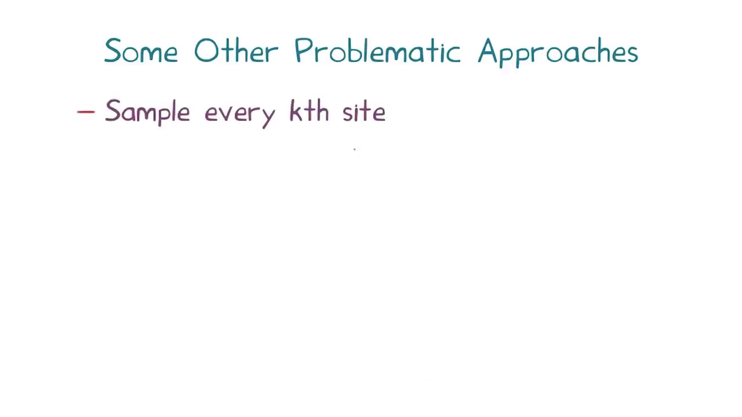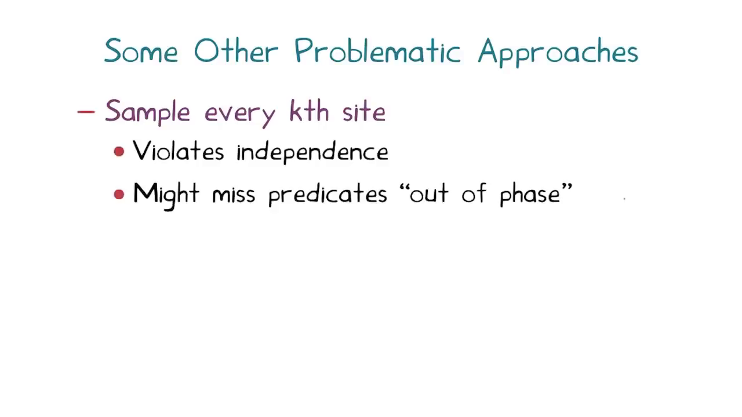One idea might be to sample every kth site, perhaps every 100th site if we wanted a 1% sampling rate. While this eliminates the overhead required for generating a random number, it has the flaw that our observations are no longer independent.